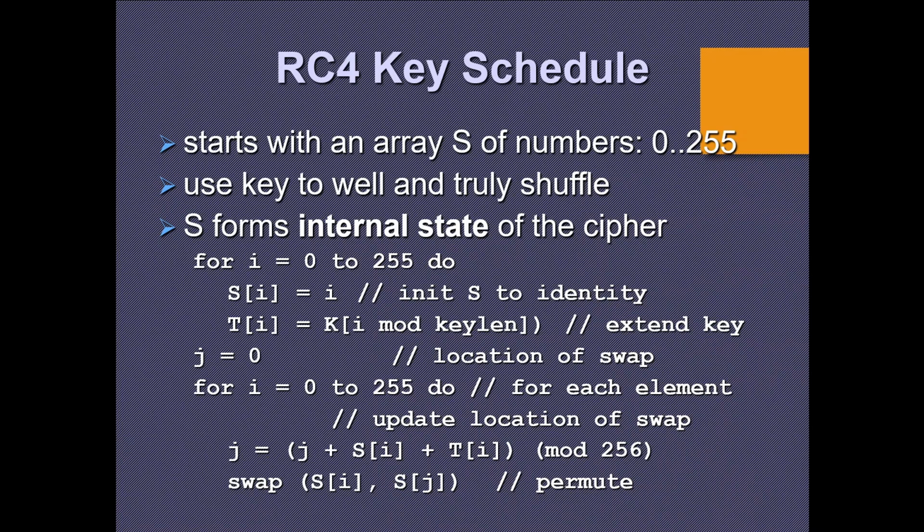The extending of the key happens here, i mod key length, and then for 0 to 255, for each element, the swap has to be updated, and therefore it is given here as j plus S of i plus T of i, the extended key, mod 256. And then the swap function is mentioned here. During the swap function, the permutation is also happening. So the total number of possible states here is 256 factorial, which is a truly enormous number. And in this way, the maximum key allowed can be selected.